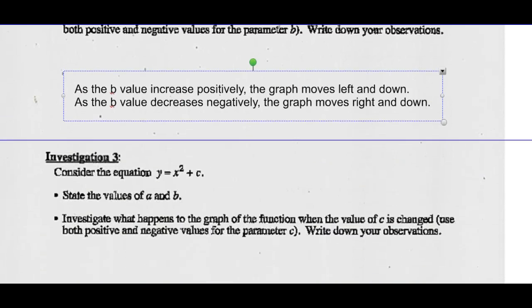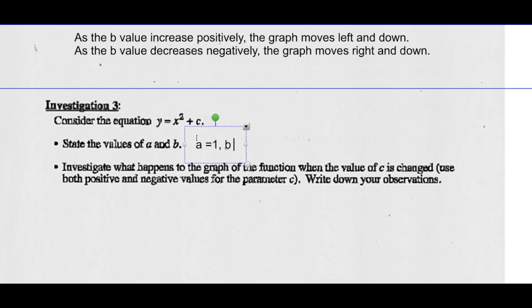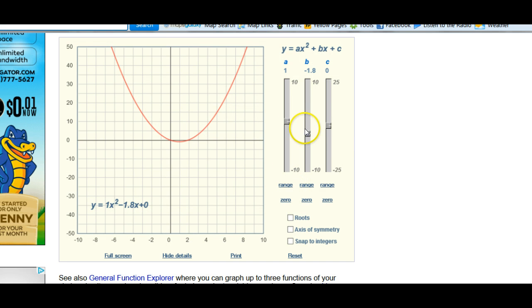Third investigation. Consider the equation y equals x squared plus c. What are the values of a and b? a equals 1. There is no b value, so b is 0. Again, let's investigate what happens to the value of c when a is 1 and b is 0. Now it's not moving right or left at all. The b value won't make it move right or left.